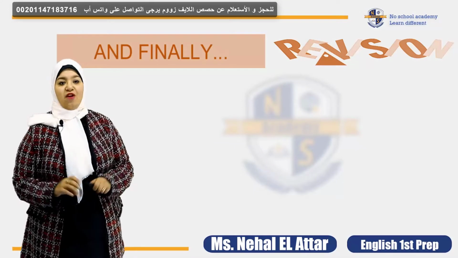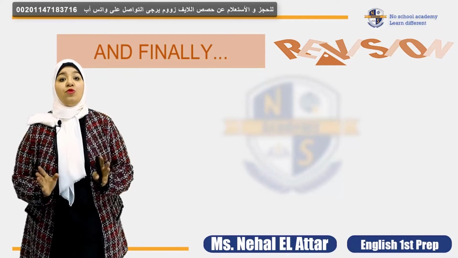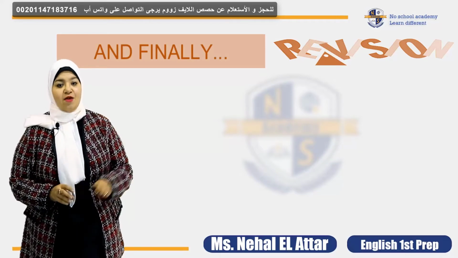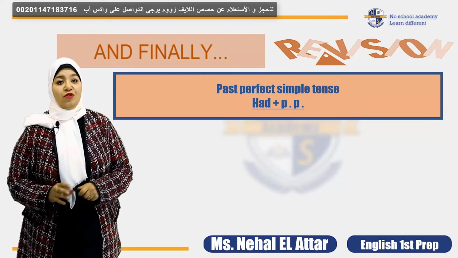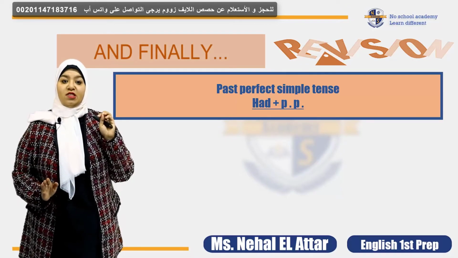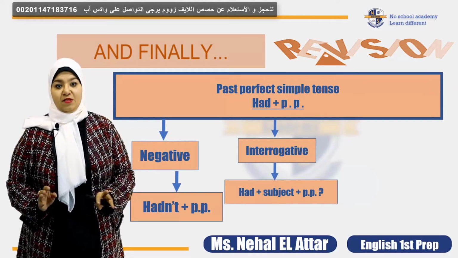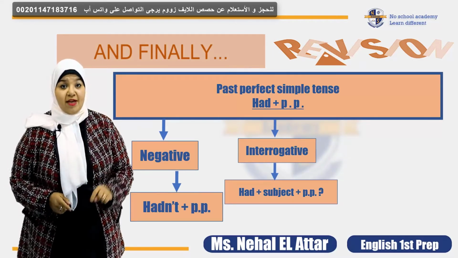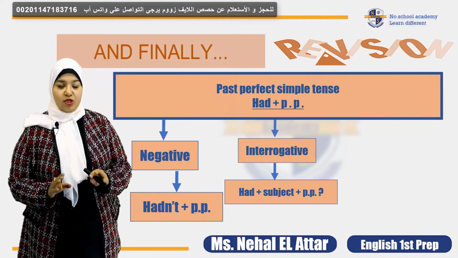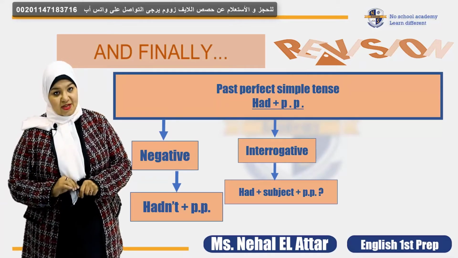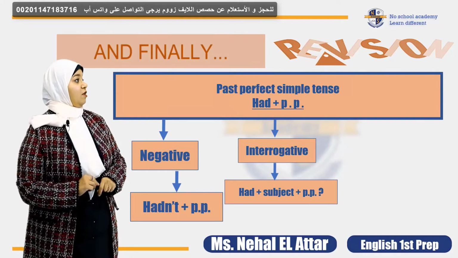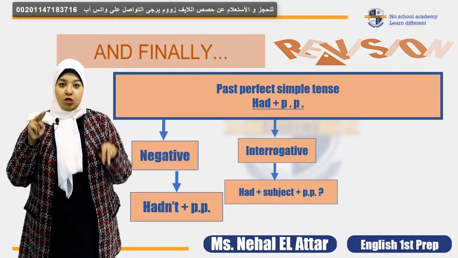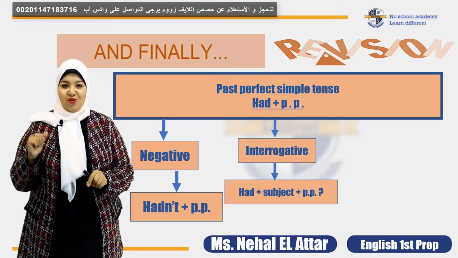Then finally, we have the mind map or the summary of the whole session. So let's revise what we have taken today. First of all, we talked about the past perfect simple tense form, the statement form, the negative form, and the interrogative form. So let's revise it so quickly. Had plus PP, hadn't plus PP, and the question starts with had and the question mark at the end. So that was regarding the form, and then about the usage. We use it to express two consequent actions in the past.